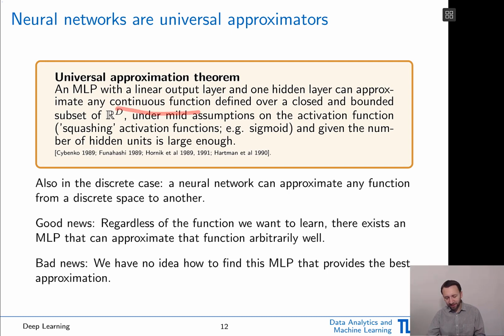Technically, it means any continuous function over a closed and bounded subset of your domain, for example R^d. These are usually the functions you might care about. Any of these continuous functions can be represented by a multi-layer perceptron if we use specific activation functions, so-called squashing activation functions, which for example include the sigmoid, and if we use only one hidden layer. So we have the input, one hidden layer, and then the output. Any continuous function, simply speaking, can be represented by a multi-layer perceptron.